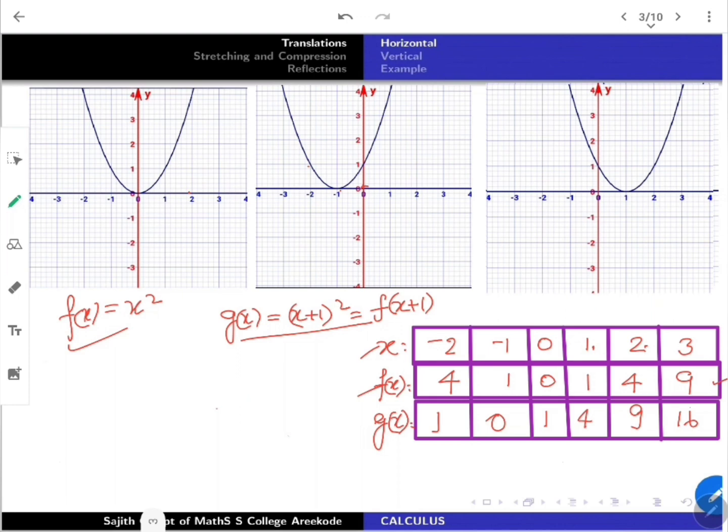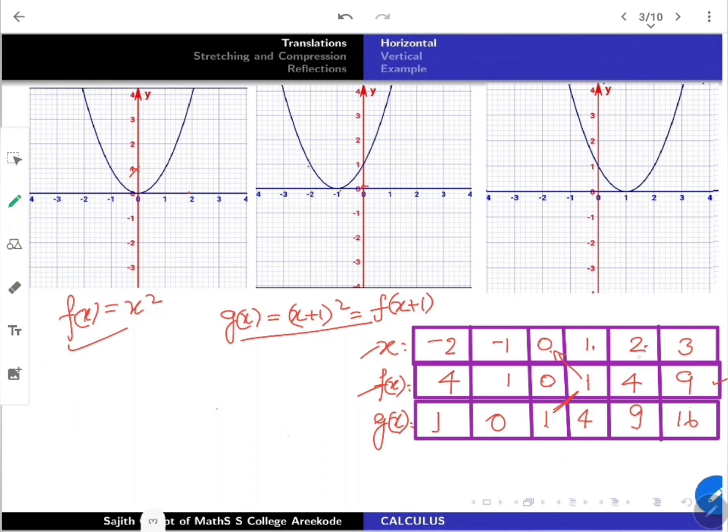So, what is the effect on the graph of g? Corresponding to 0, the f value was 0, that y value was 0. But the g value is 1. That 1 is actually taken by f at 1. So, this 1 is shifted to 0, corresponding to 0. That is why you are going to get 0 corresponds to the y value 1. So, that will be the point 0, 1.